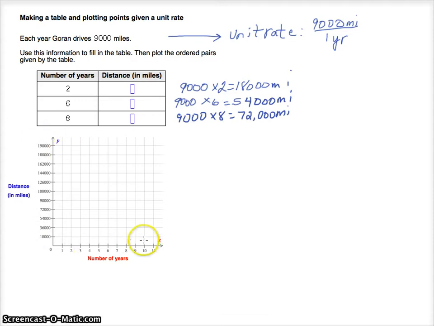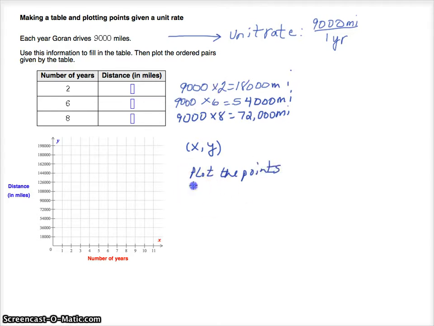Now, in order to put the points down, we need to think of this information as an ordered pair. And you see that the number in years goes with the x and the distance goes in miles. Well, ordered pairs are x comma y. So that means our years are going to be x and our distance traveled is going to be y. So we need to plot the points that we just found. We just found sets of ordered pairs.